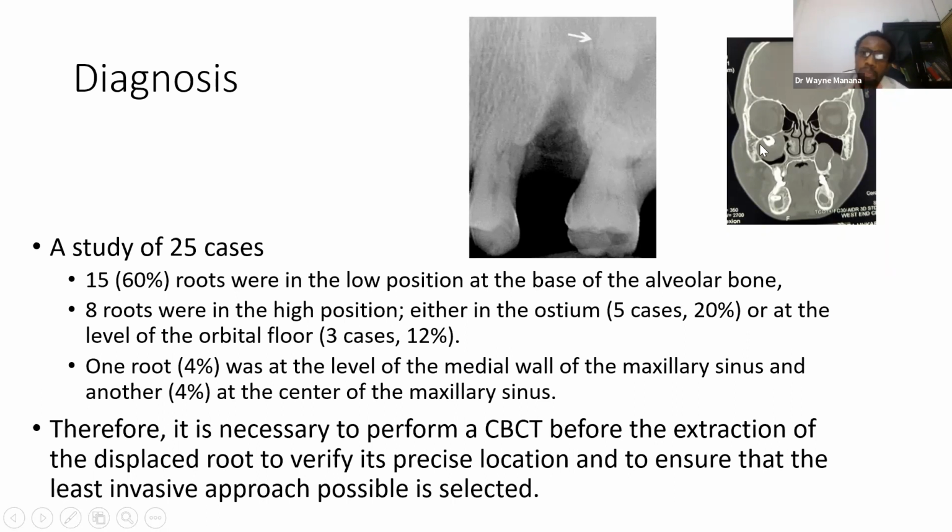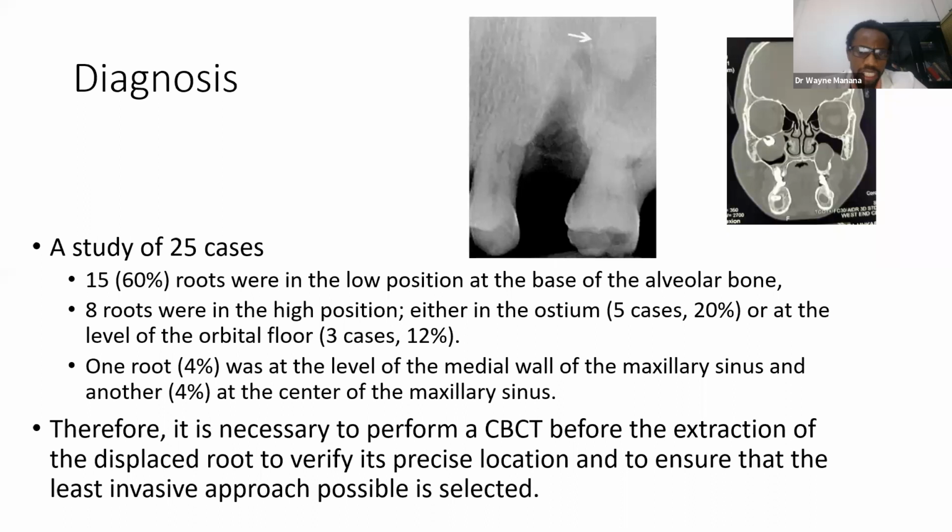Sometimes you ask the patient to shake their head. If the patient shakes their head, they will actually hear the sound of an object. Remember, the sinus is an empty cavity, an empty space. So they actually hear a sound if they move to the left, to the right.